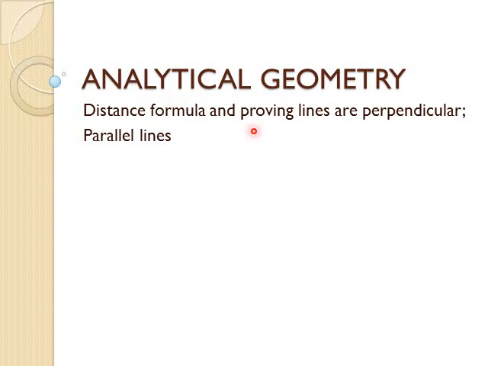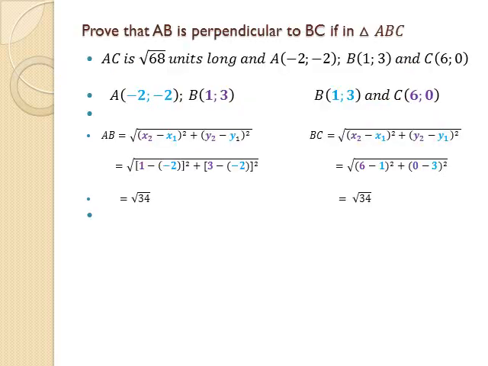Analytical geometry. Now in the second lesson, we're looking at the distance formula, proving lines are perpendicular and parallel lines. So, first question: prove that AB is perpendicular to BC, if in triangle ABC, AC is square root 68 units long. A is (-2, -2), B is (1, 3), and C is (6, 0).